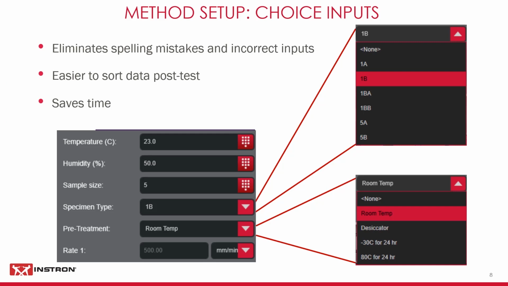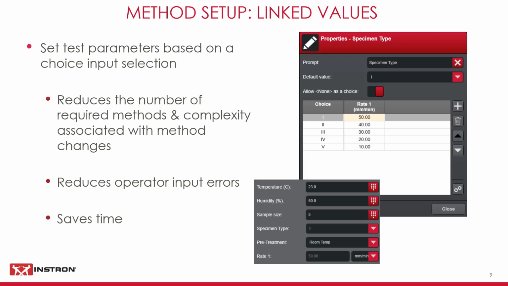The first tip we'll talk about is choice inputs. If there's a discrete number of answers to a particular question, such as your dumbbell type or operator, the potential options can be pre-programmed in and the operator can choose from a drop-down list. This is one of my favorite features to use as it dramatically cuts down on spelling mistakes and incorrect inputs, making it easier to analyze the data after the test. Not to mention it's much quicker to select something from a drop-down rather than to type it in.